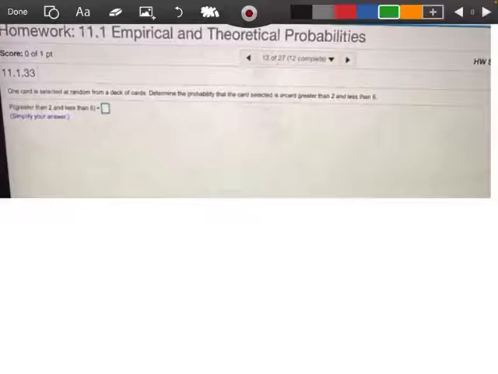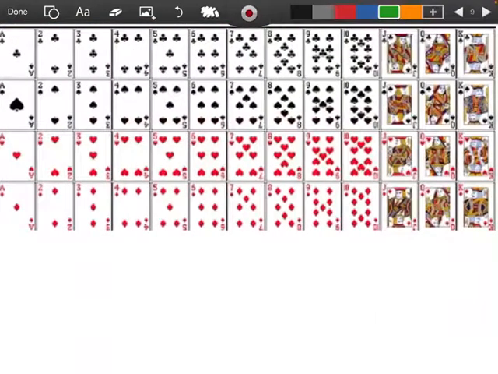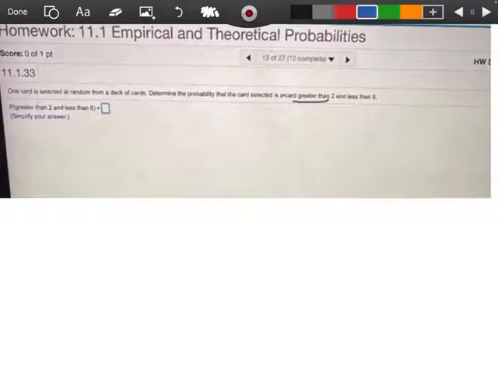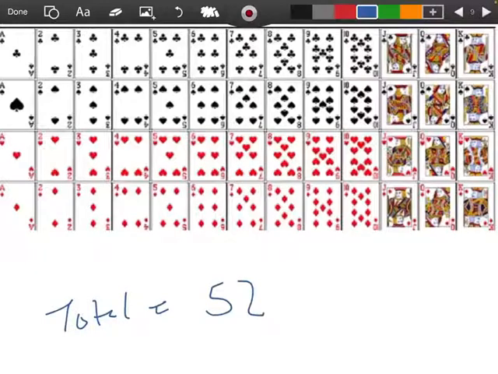So guys, first thing I'm going to do here on my next slide, if I can get there, here we go. Here's our picture of our deck of cards. So we know that we have a total of 52 cards, right? And we want the cards to be greater than 2 and smaller than 6, okay? So if I come back over here, what numbers are bigger than 2 and smaller than 6? These right here, right? So those are my cards that are bigger than 2 and smaller than 6.